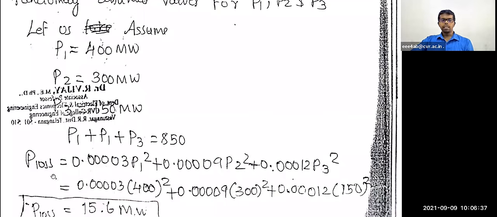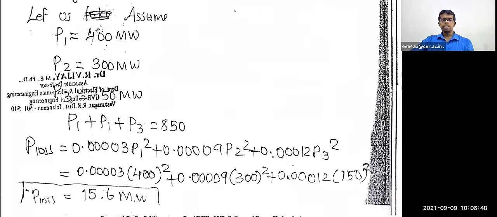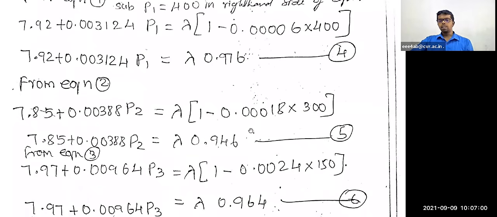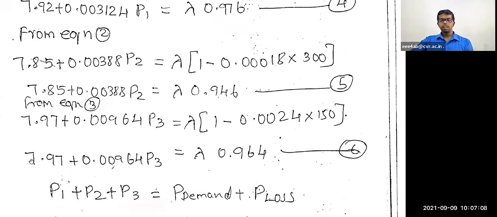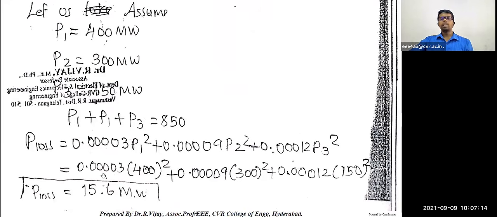With this, we have to find out the PLoss. Again further we have to substitute the P1 values we got in the first iteration into the right-hand side of equation number 4, P2 into the right-hand side of equation number 5, and P3 into the right-hand side of equation number 6. Like that we have to substitute. Again further we have some losses, for example here 15.6 megawatt. While doing this, say for example, in the second iteration you are getting 20 megawatt.